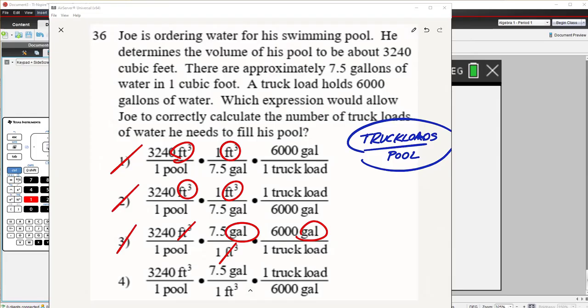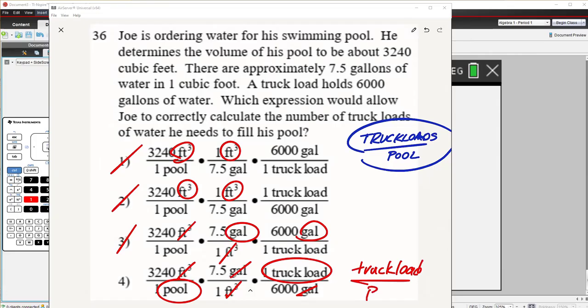We've got cubic feet here. We've got cubic feet here. So those cancel. We've got one on the top and on the bottom. That's what we're looking for. We also have gallons on the top, and we also have gallons on the bottom. So those cancel. So all we're left with is the unit for pool on the bottom and the unit for truckload on the top. And so we are left with truckload per pool. That's what we wanted. So this is our answer.